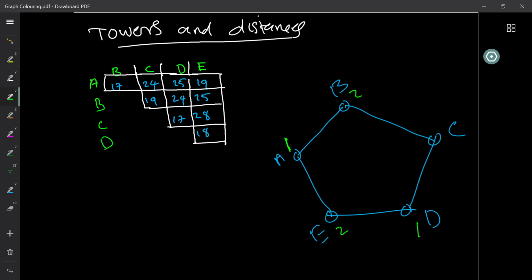So since the company has 3, then they can use the 3rd frequency at C, and they will be fine.